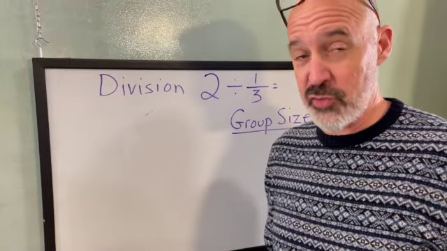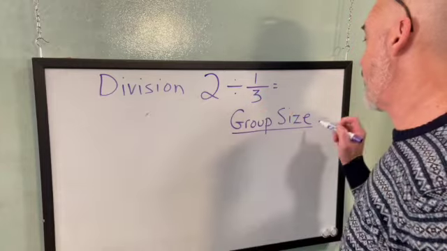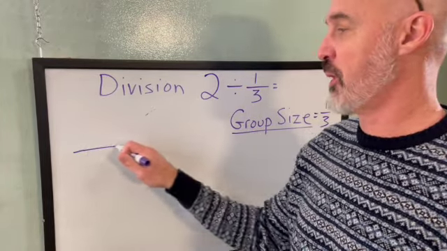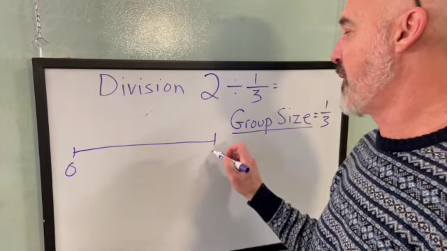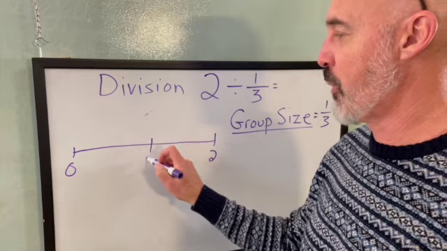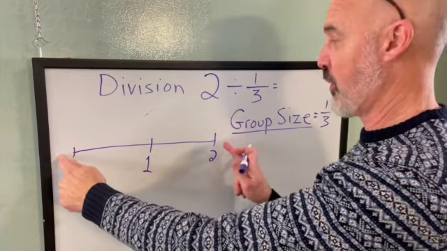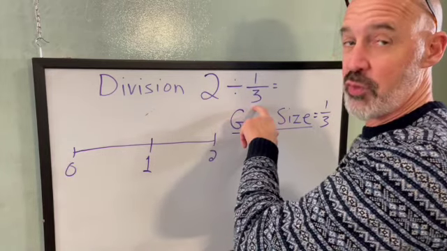Now have your child do the same task with 2 divided by 1/3. The group size is now 1/3. So have your child draw a number line, or you could draw it for them, but try to really get them to purposefully recognize that 1 is right in the middle between 0 and 2. So this is a group of 2, divided into group sizes, groups of 1/3.